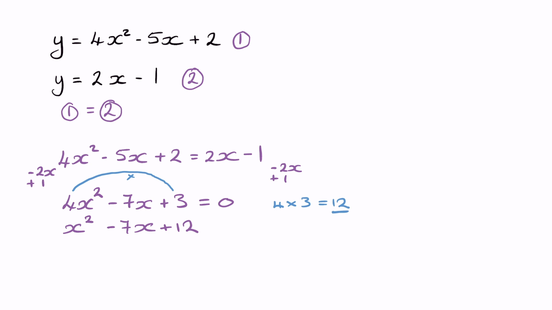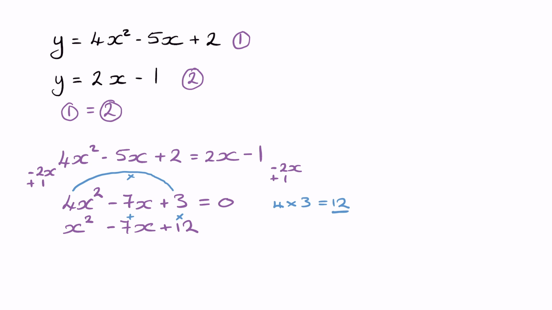So I'm now looking for two numbers that multiply to make positive 12. But they have to add to make negative 7. And as I have a negative here and a positive here, I know my two numbers are going to be negative because when it comes to the number term, whenever we factorize, that is the product of the two numbers in the bracket. And so a negative multiplied by a negative is going to make a positive.